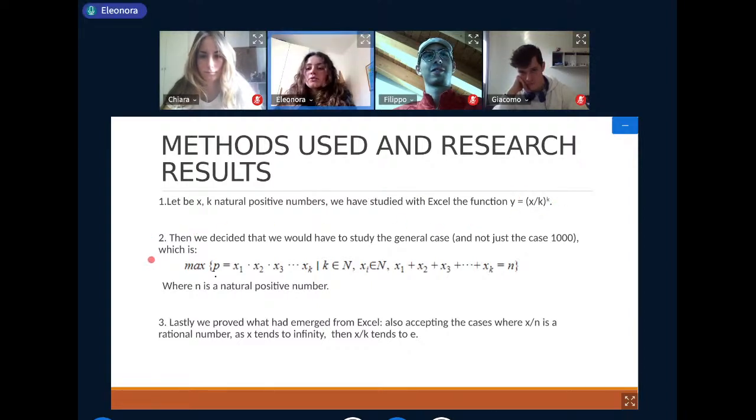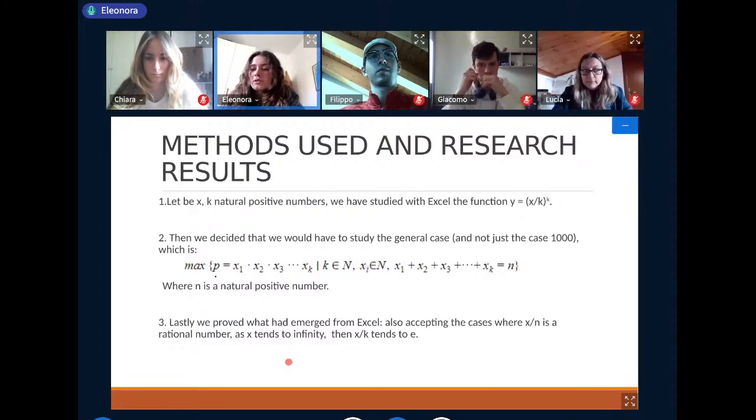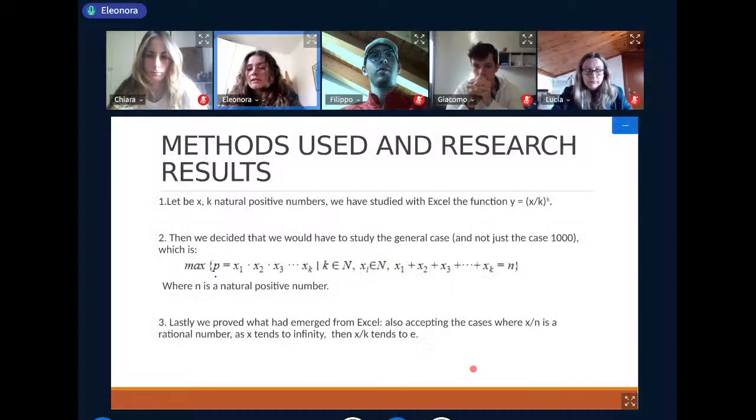Then we decided to consider not only the case of the sum 1000, but to make a more general study where the sum is a natural number n that is positive. Lastly, we decided to consider every possible case in which the fraction x over n is also an irrational number. So we consider every possible case.